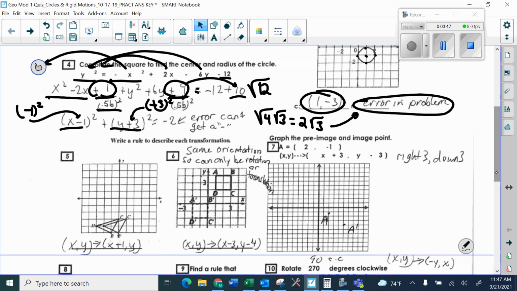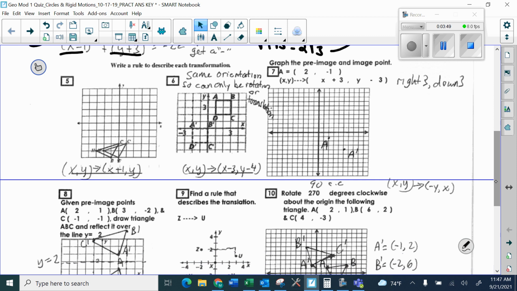All right, write a rule to describe each transformation. Well, what I can see here is this is just a translation sliding 1 to the right. So you write a translation rule. Translation rule always starts out with parentheses, x comma y, parentheses, arrow for maps onto. And then I write down x, and it could be plus blank right here, comma y plus blank. Well, how is it shifted? It's just shifted 1 to the right. So that's the x direction, so that's why it's a +1 there. Did it go up or down at all? No, it did not. So it's just a y. Same thing as y plus 0.